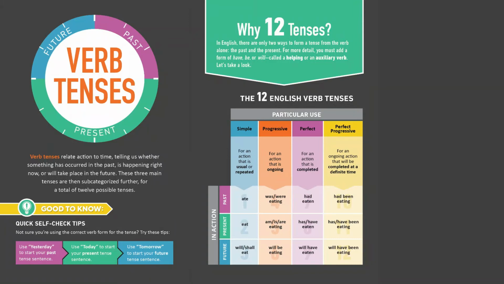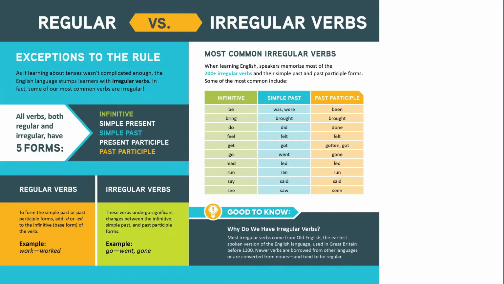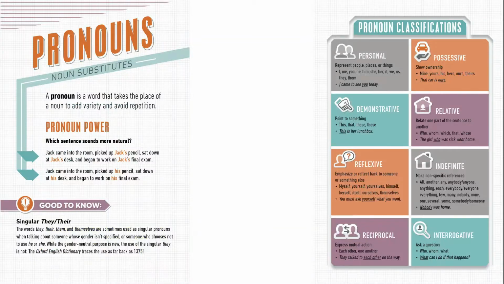Verb tenses. Verb tenses relate action to time, telling us whether something has occurred in the past, is happening right now, or will take place in the future. Regular versus irregular verbs. Exceptions to the rule. As if learning about tenses wasn't complicated enough, the English language stumps learners with irregular verbs. In fact, some of our most common verbs are irregular.